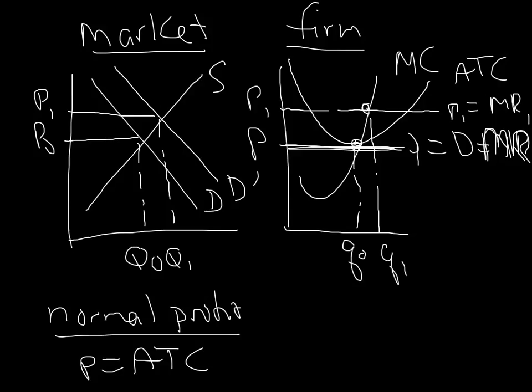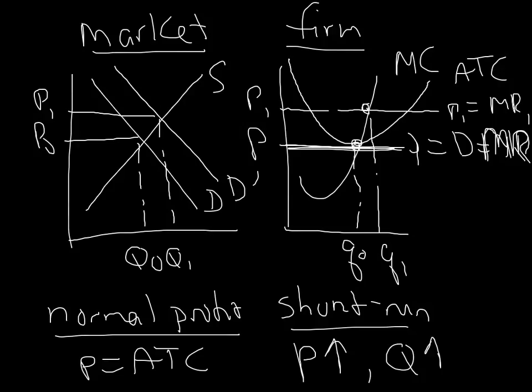So we can see in the short run, both for the market and the firm, price increases and output increases. This is true both for the market and for the firm.